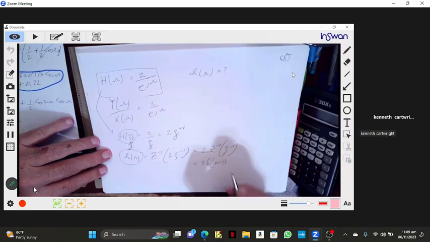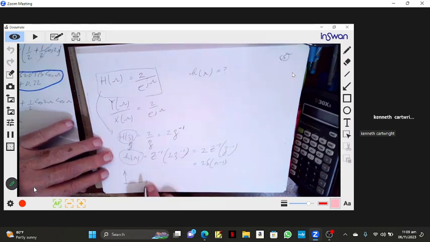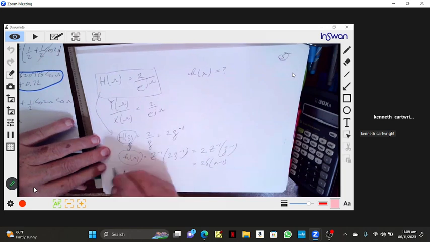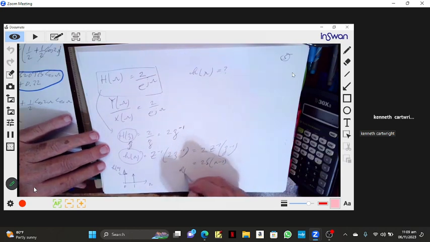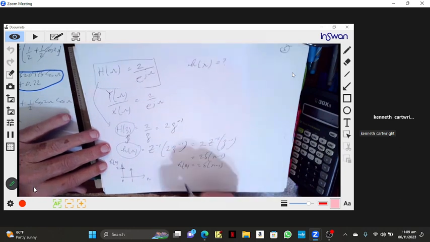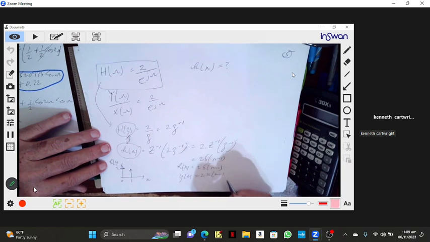So if we plot h of n, this would be 0 and this would be 1. This is n, and this is h of n, and this is 2. And so h of n equals 2 delta n minus 1, and your difference equation is y of n equals 2 x of n minus 1. This is your difference equation.